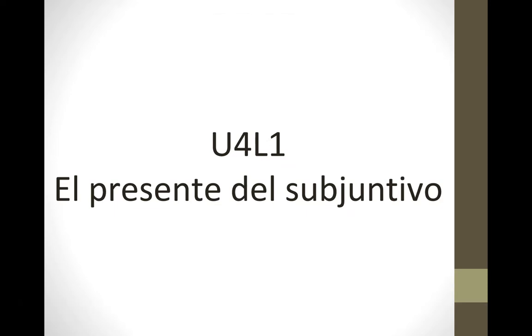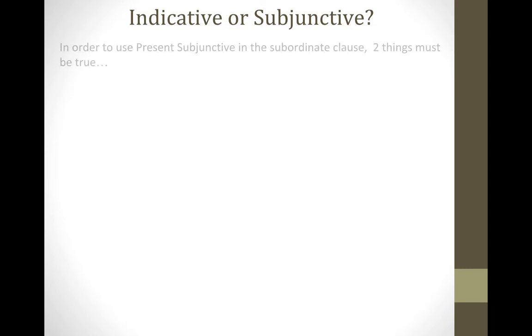Okay, so today's flipped video is going to talk more about the present subjunctive. Remember that in your last flipped video, you learned that in order to use subjunctive in the subordinate clause, your main clause verb needed to be WEIRDO. Today we're going to continue adding verbs that are WEIRDO, and thus verbs that will trigger subjunctive in the subordinate clause.